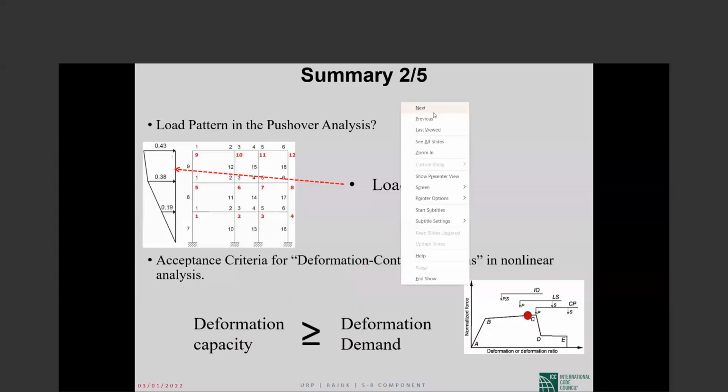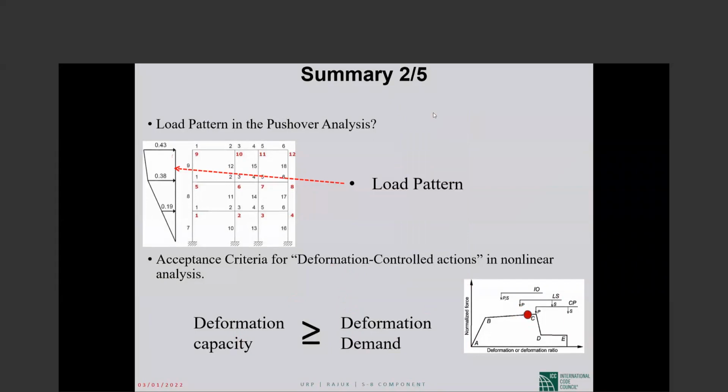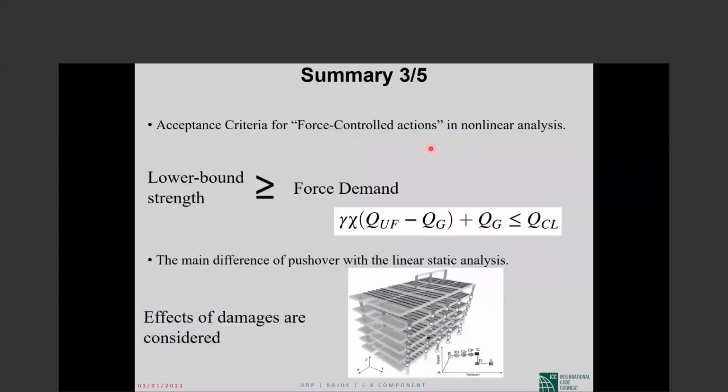However, for force control actions, look at the forces, the strength. The lower bound strength, the strength calculated using the lower bound characteristic of the material, should be not less than the demand.